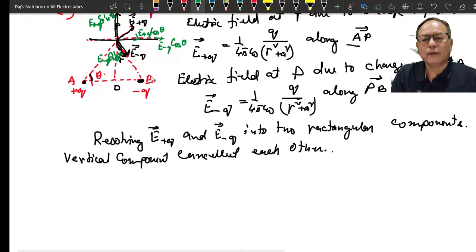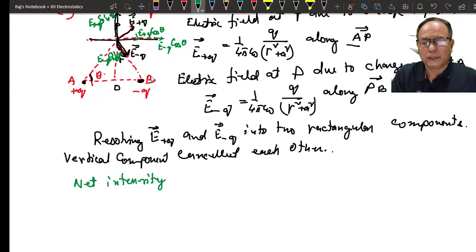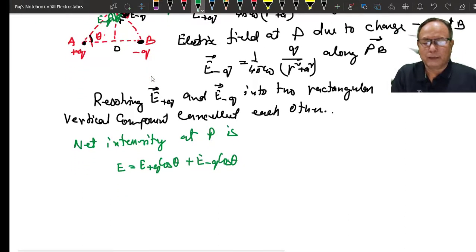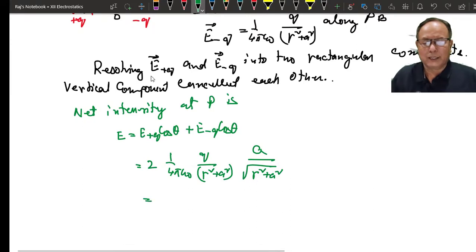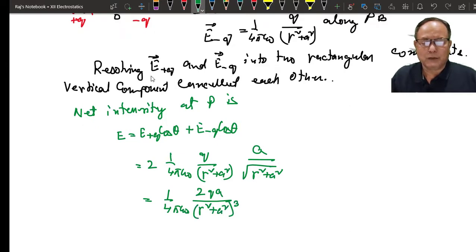So the net intensity at point P is E equal to E plus Q cos theta plus E minus Q cos theta, which is twice 1 by 4 pi epsilon naught Q divided by R square plus A square times cos theta. We can put cos theta as A by root over R square plus A square. So E equals 1 by 4 pi epsilon naught twice Q A divided by R square plus A square whole to the power 3 by 2.